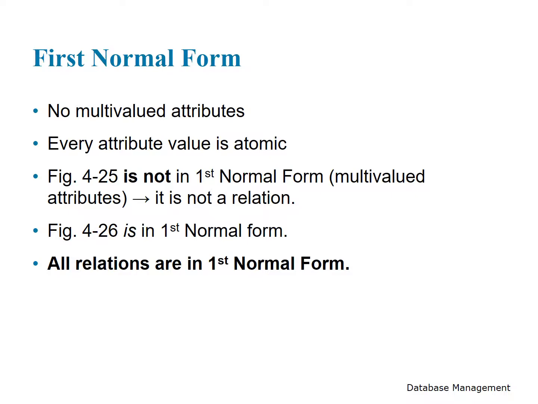First normal form. No multi-value attribute. Every attribute value is atomic. Figure 4-25 is not in first normal form because of a multi-value attribute. It is not a relation. Figure 4-26 is in first normal form. All relations are in first normal form.